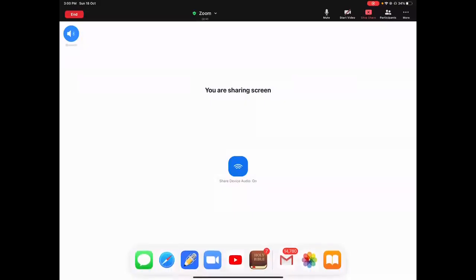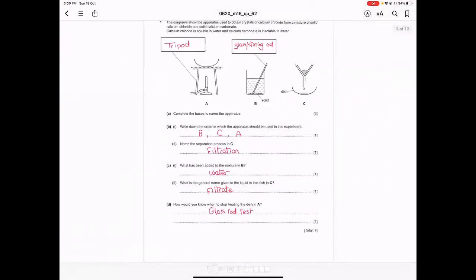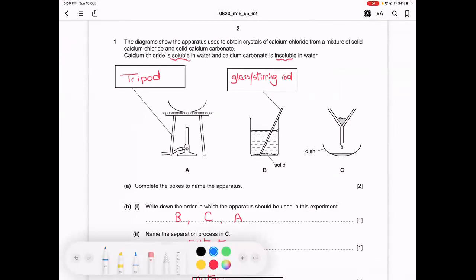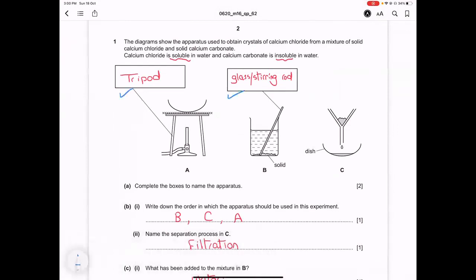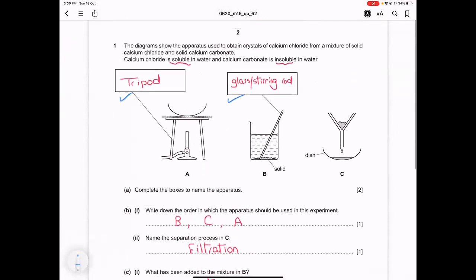March 2016, paper 6. The diagram shows the apparatus used to obtain crystals of calcium chloride from a mixture of solid calcium chloride and solid calcium carbonate. Calcium chloride is soluble in water and calcium carbonate is insoluble. The apparatus: tripod, glass rod or stirring rod. Write down the order in which the apparatus should be used in this experiment.